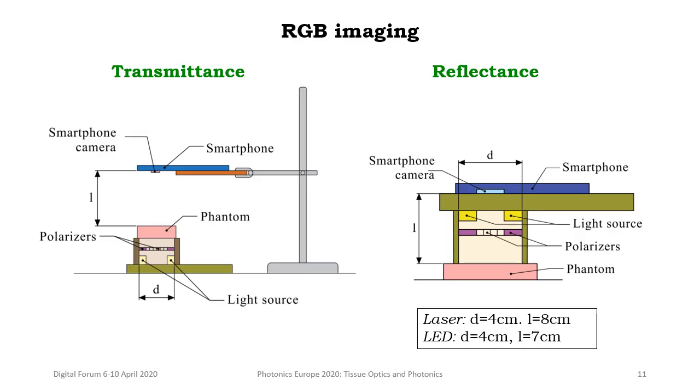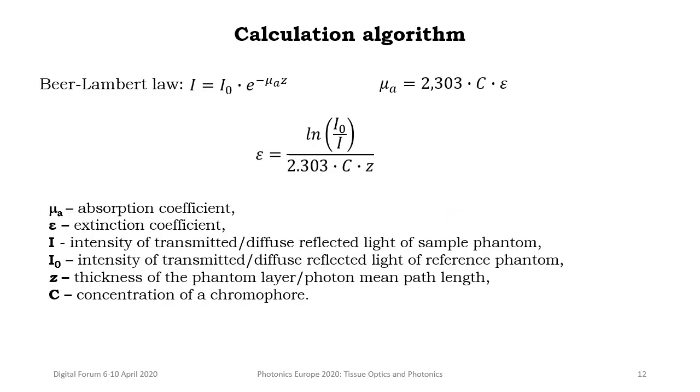This slide shows the measurement schemes of transmittance and reflectance imaging. Transmittance imaging was performed by placing a phantom on the top of the illuminator, while smartphone was placed at a focus distance from the phantom. Diffuse reflectance images were captured by placing illuminator in contact with the phantom.